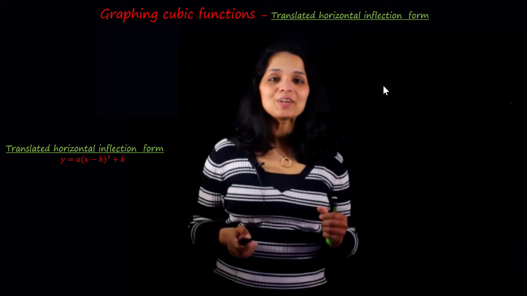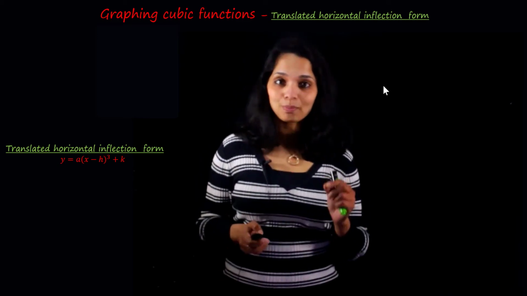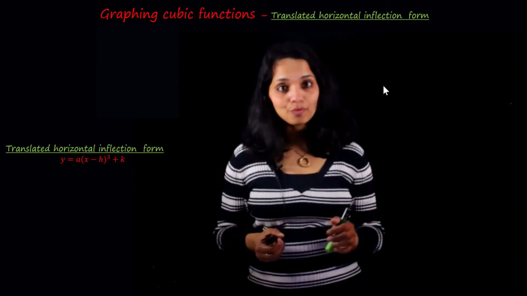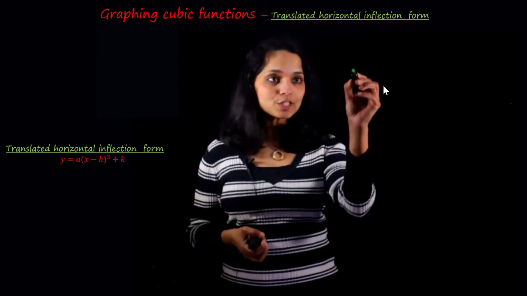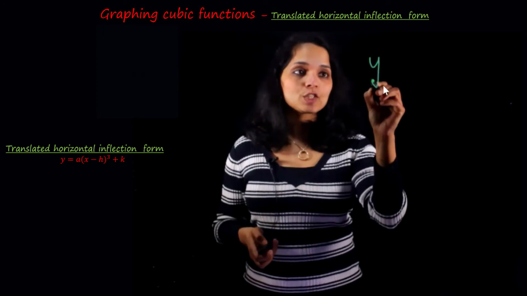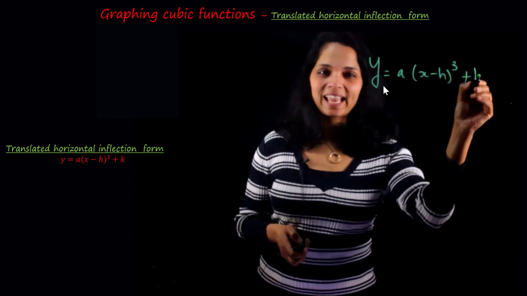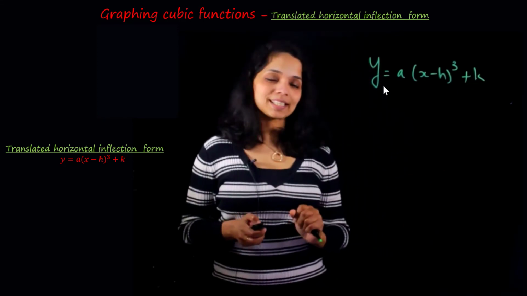Welcome everyone. In this video we're going to learn how to plot cubic functions in translated horizontal inflection form. The translated horizontal inflection form of the cubic function is y equals a(x minus h) the whole cube plus k. Not all cubic functions can be written in this form.